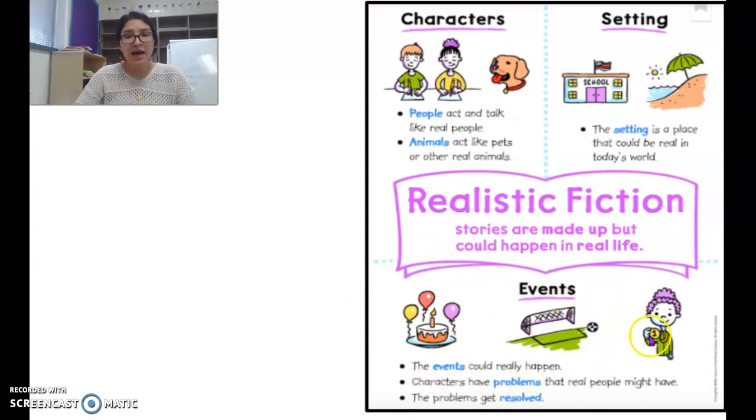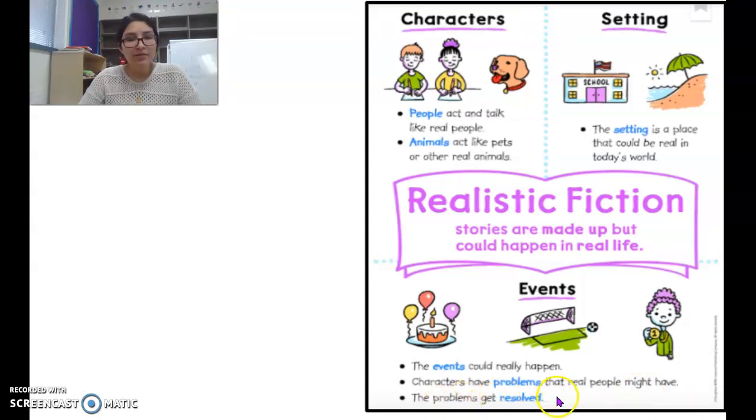Then the events that happen in the story, from beginning, middle, end, the events could really happen. They seem real. For example, a soccer game or a birthday party. Characters have problems that real people might have. Maybe someone lost their favorite pencil, or they are all out of water, or they accidentally tripped over untied shoelaces. Those are real problems that people could actually have.